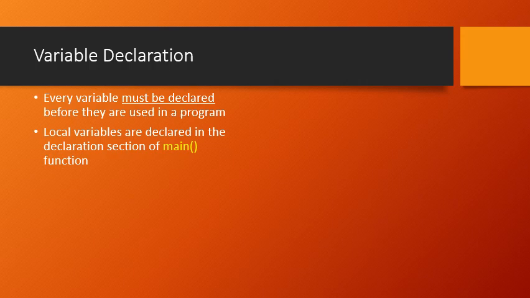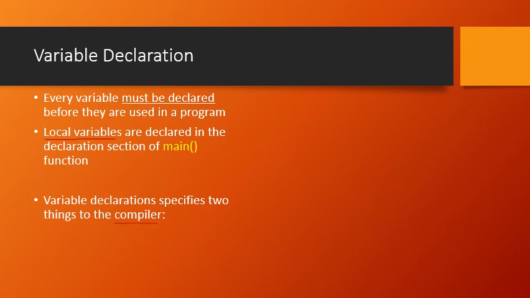So all the local variables, meaning the variables which are part of the main function, are declared in the main function section. Earlier we had studied that the main function consists of two different sections. One is the declaration section, where we declare the variables, and the second is the execution section, that is the statements which belong to the execution of the program. When we declare the variables, it basically tells two things to the compiler.